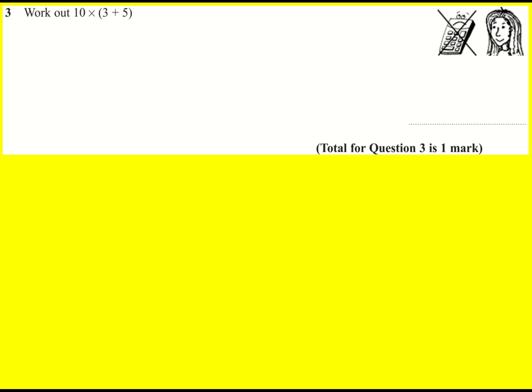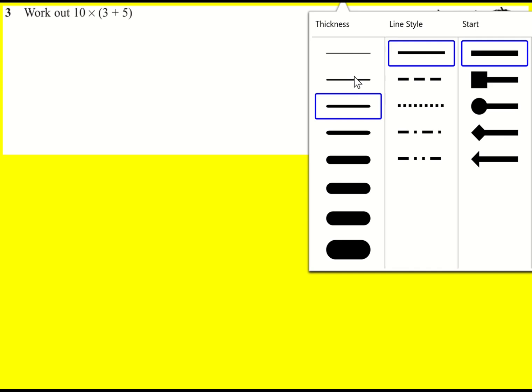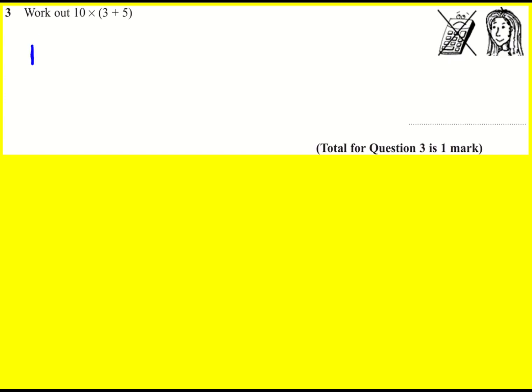Work out 10 multiplied by open brackets 3 plus 5 close brackets. So this is a BIDMAS or BODMAS question, depending on what acronym you have learnt. Okay, so BIDMAS or BODMAS is the same idea, stands for brackets first. This is the order in which we must do our calculation. So this is a calculation. This whole thing here is a calculation, and BIDMAS tells us the order in which we must do those calculations.